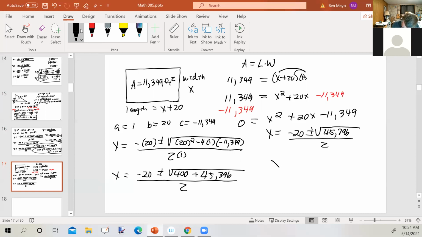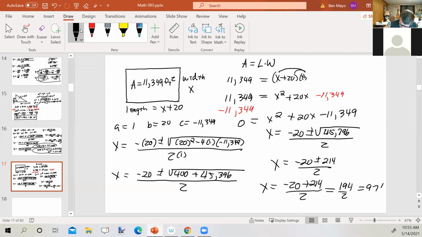Well, let's see if 45,796 is a square. It is. The square root of it is 214. So we get that, okay? Which leads us to X equals negative 20 plus 214 over 2. Let's see what that would be. Negative 20 plus 214. So that's 194 divided by 2 is 97 feet.